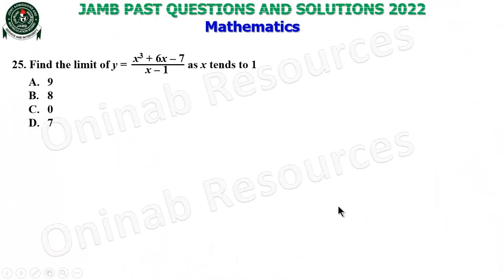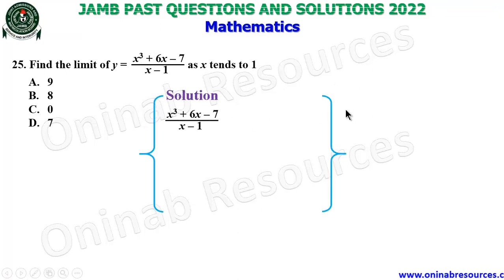We then go to 25. Find the limit of y equal to x cubed plus 6x minus 7 over x minus 1 as x tends to 1. If we substitute directly the value of x equal to 1, this is 1 plus 6, 7, minus 7, 0 over 0, which is undefined. So we now find a way of factoring the numerator. It is very evident that x minus 1 is a factor of x cubed plus 6x minus 7. So to get the second factor, we have to go by long division.